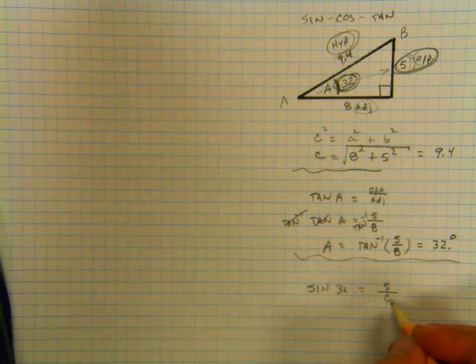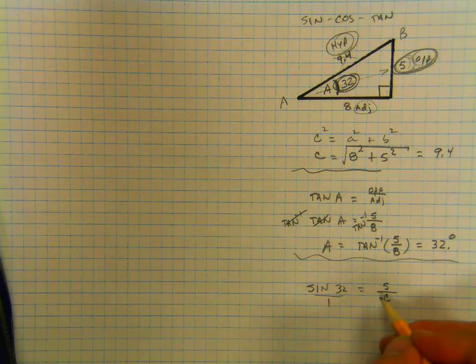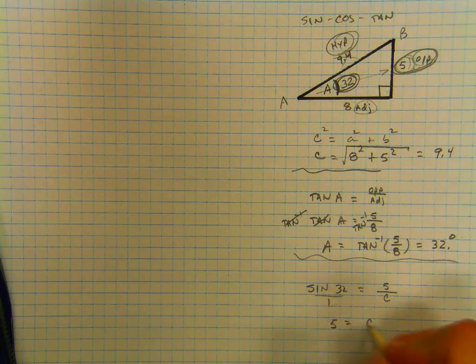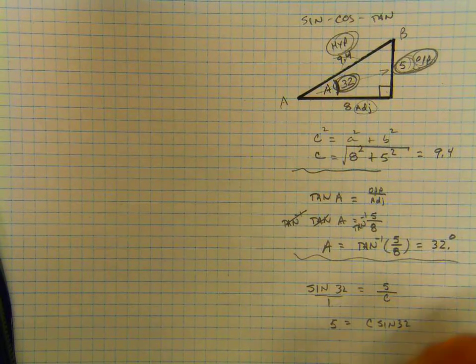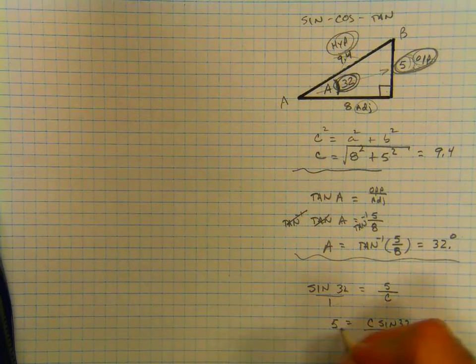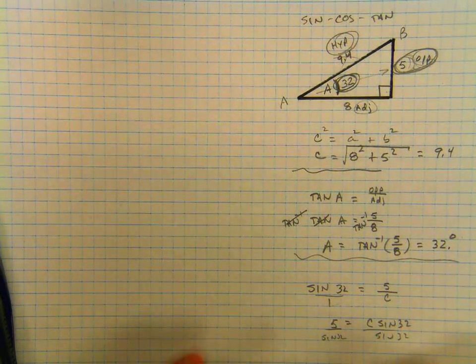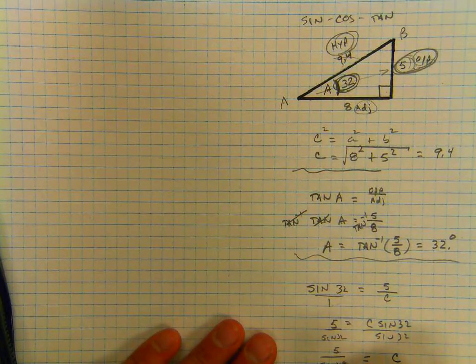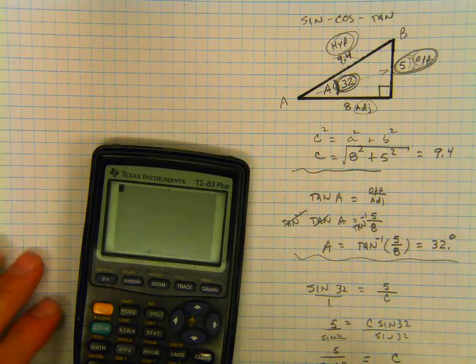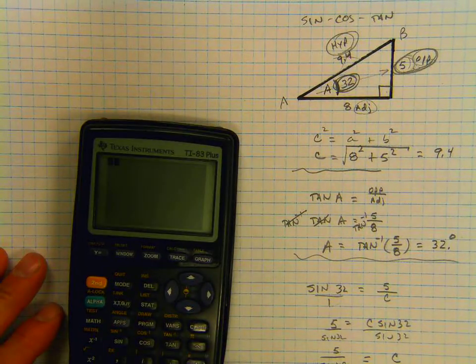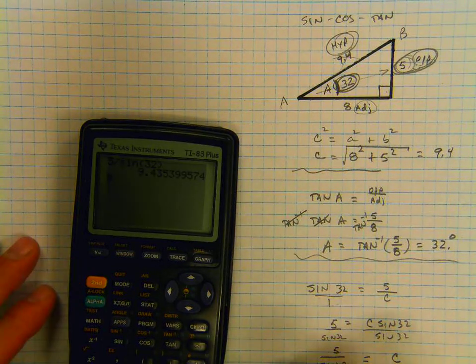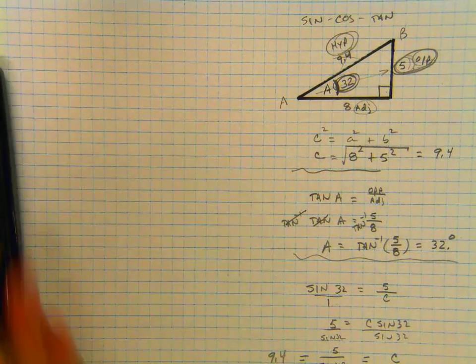If we wanted to solve that for C, we could cross multiply, and we would get 5 equals C sine 32. We could divide both sides by sine 32, and we would get that C equals 5 over sine 32. Let's bring our calculator in, and we could do 5 divided by sine 32, and we get 9.4, which is the same number that we got using the Pythagorean theorem.